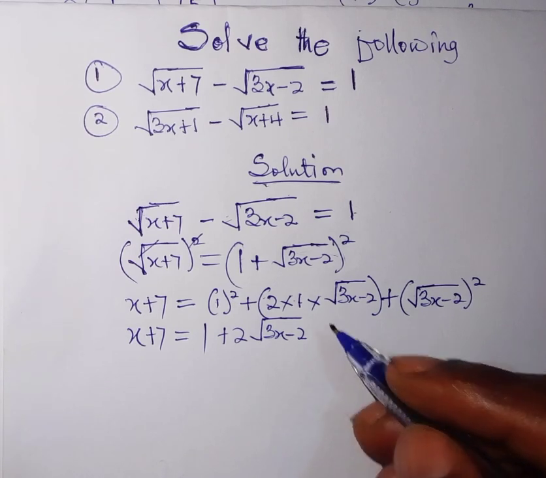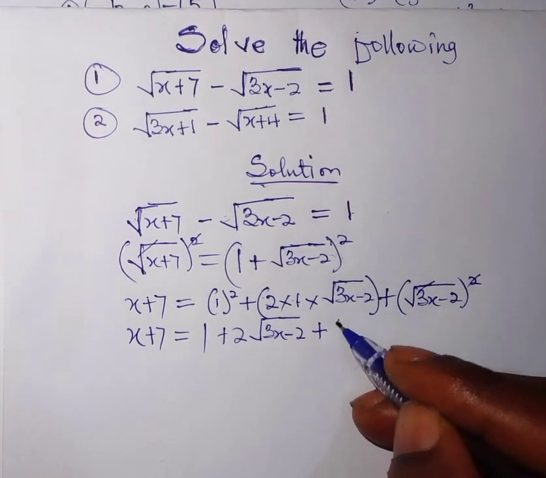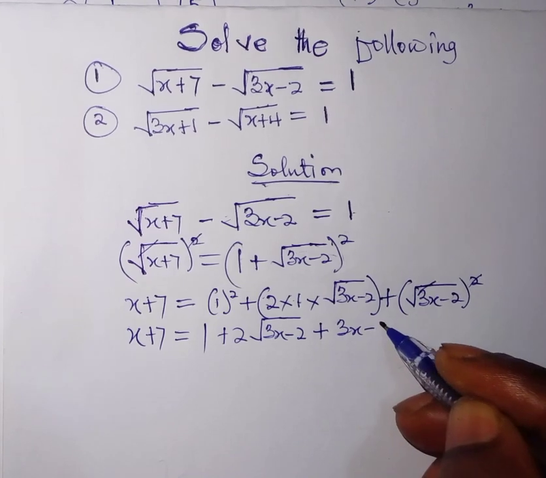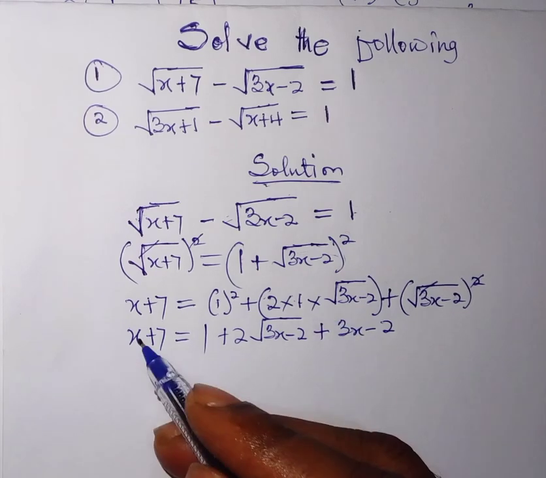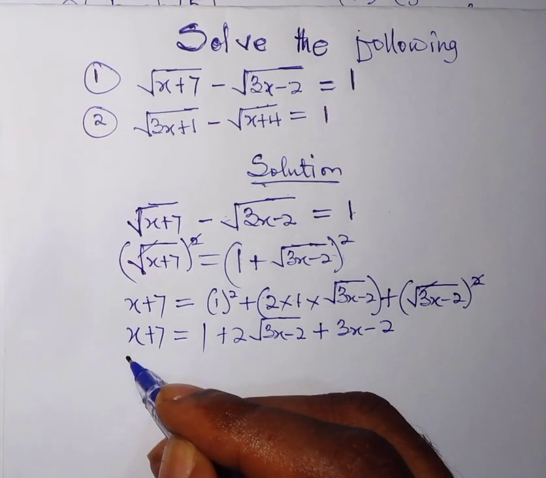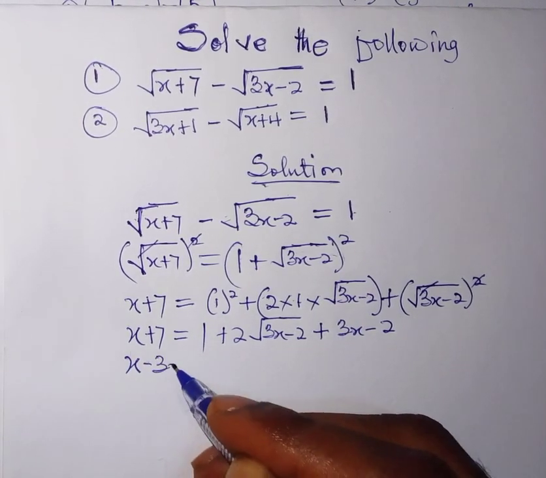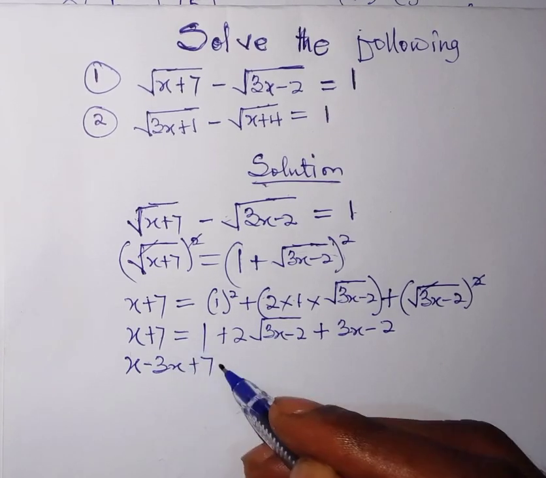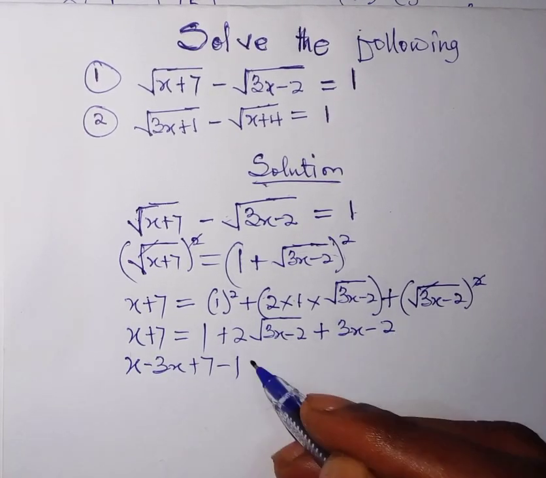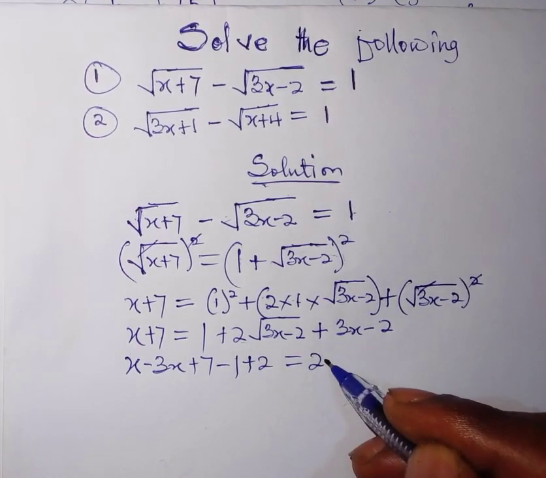Good. Now, plus, so this one will also go. We have 3x minus 2. Good. So let's see if we can group some like terms. Now I have x here. So let me write x here. Bring this 3x here. Maintain my 7. Bring this 1 here. Bring this 2 here. And then I will maintain only this at this side.